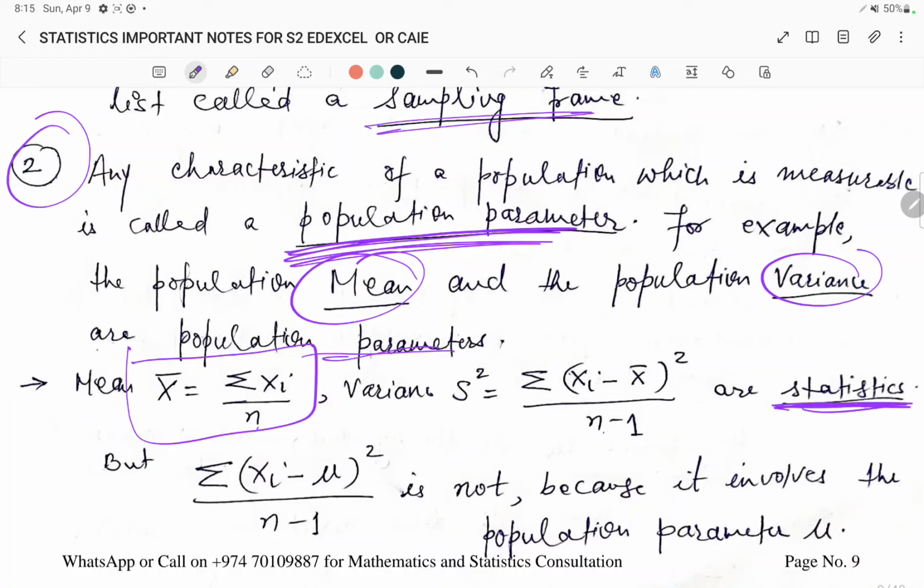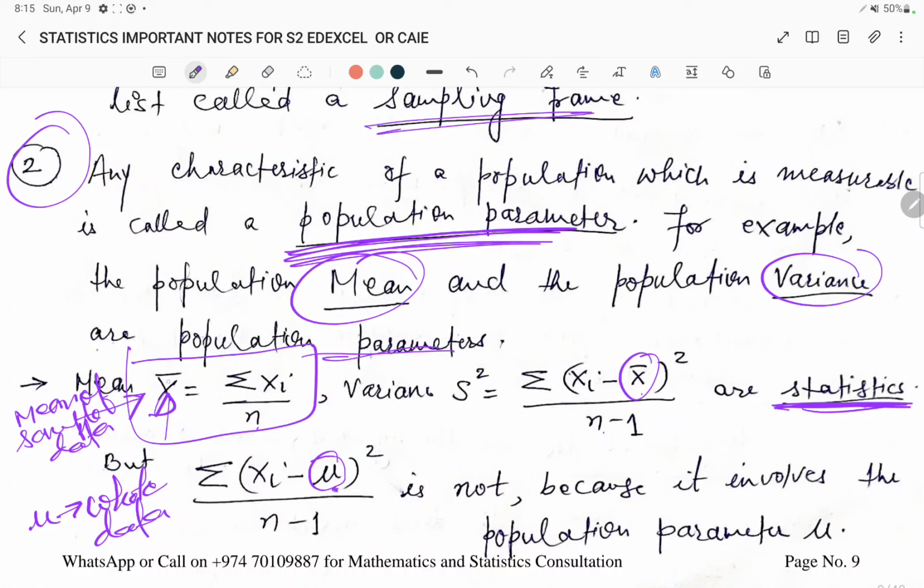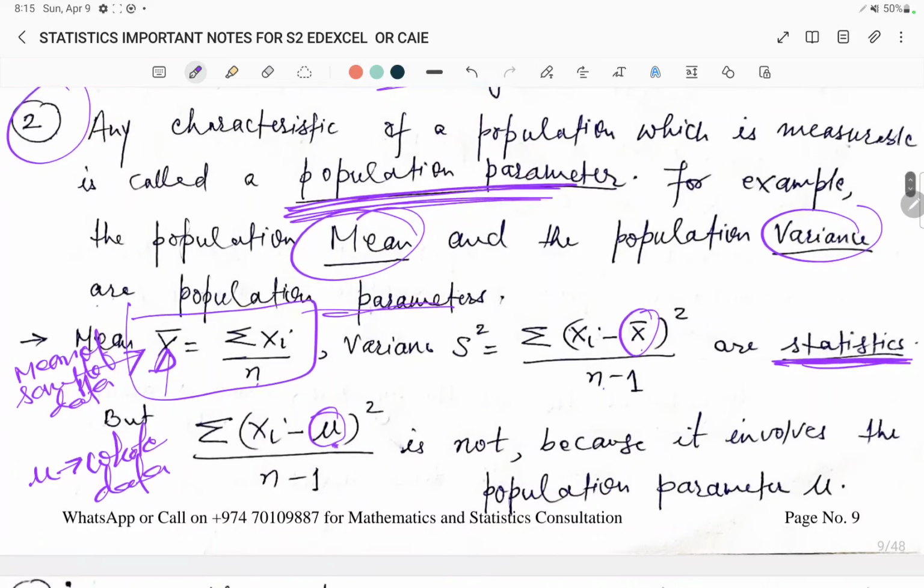Why is this a statistic? Because the mean which we have used here is not the mean of the whole population. This is the mean of the sample data, right? But here, x i minus mu whole square over n minus 1, this is also a mean, right? But this mean is representing the whole data. So x bar is the mean of the sample data, and this is your estimated mean. This is not the exact mean, this is the estimated mean.